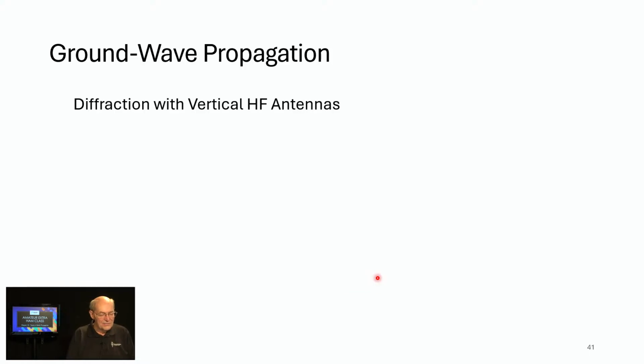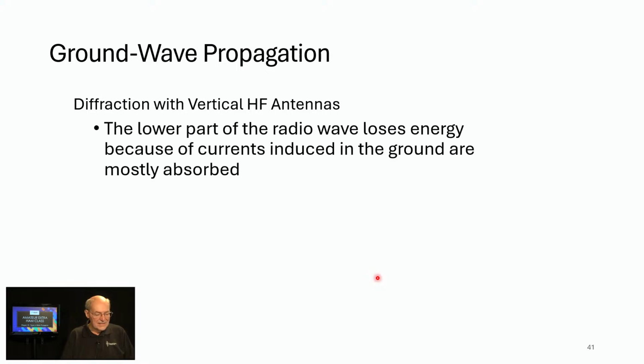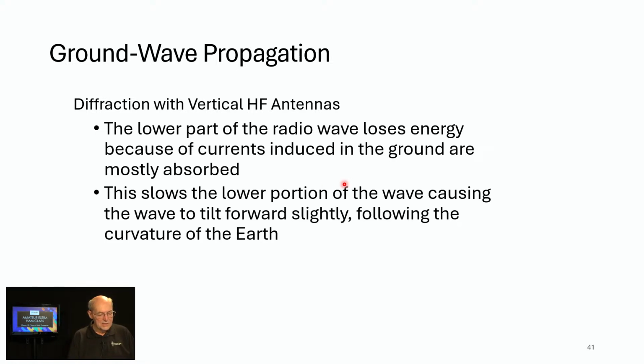So ground wave, let's talk a little bit about this. Ground diffraction with vertical HF antennas, first of all. In the case of ground wave, we're hugging the Earth. The lower part of the radio wave loses energy because currents induced in the ground are mostly absorbed, which limits distance. This slows the lower portion of the wave, causing it to tilt forward slightly because the index of refraction in soil is different than in air, causing ground wave to follow the curvature of the Earth.